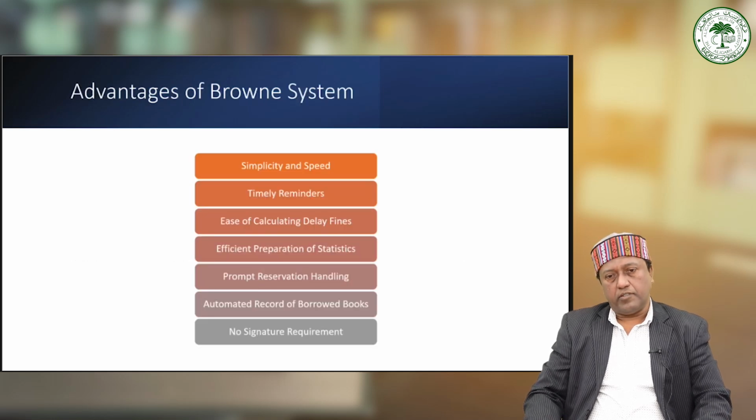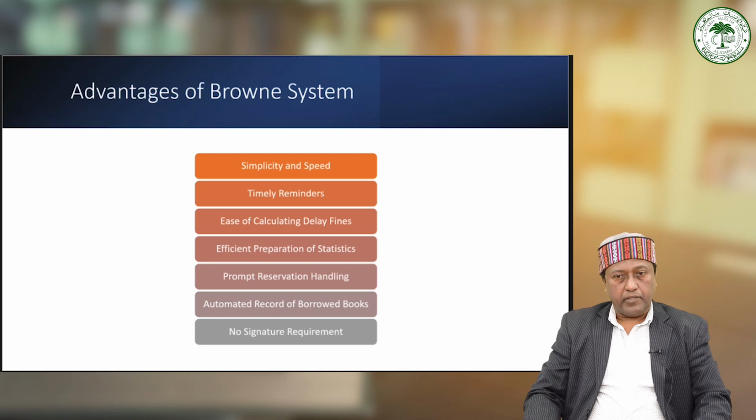Then coming to the advantages, as I told you, it is simple and speedy enough. The simplicity of the issue procedure means that the patrons can quickly borrow books without encountering complex processes, and this simplicity also translates to shorter wait time at the circulation desk.